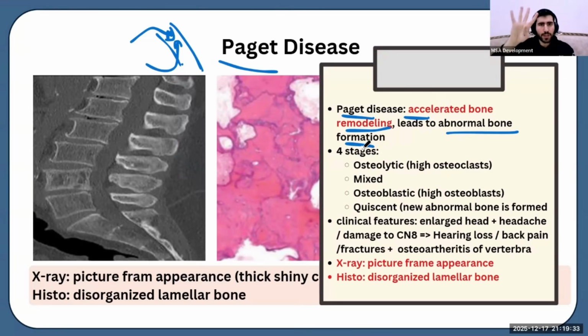Okay? It has four stages. First stage is osteolytic. So we have a very high number of osteoclasts that are destroying our normal bone. Then we have mixed osteoclast and osteoblastic activity.